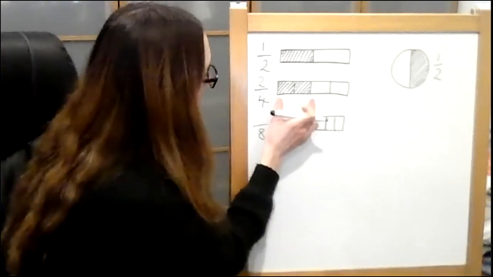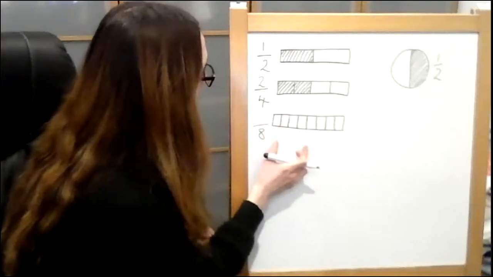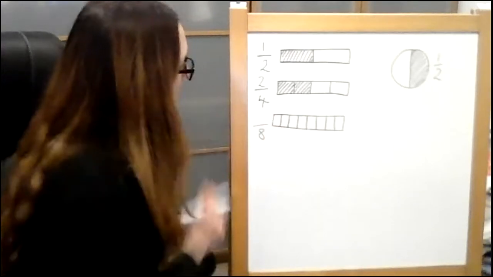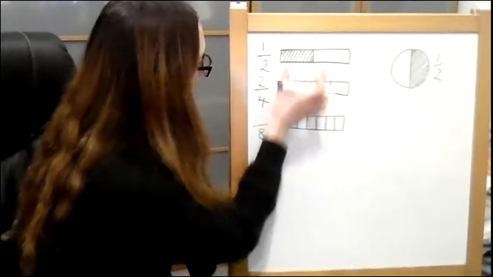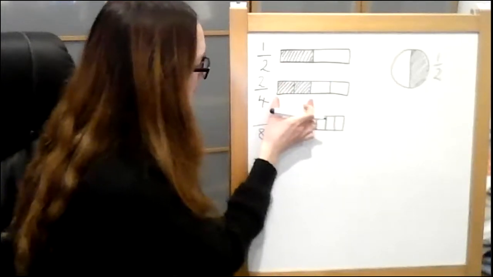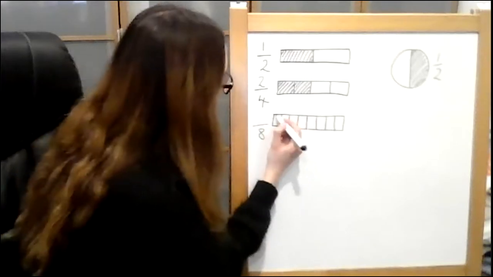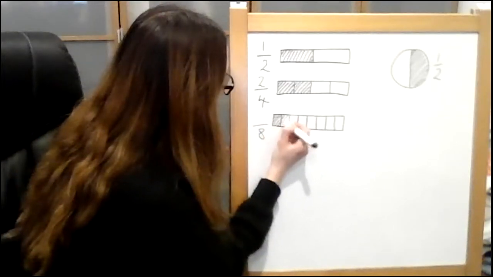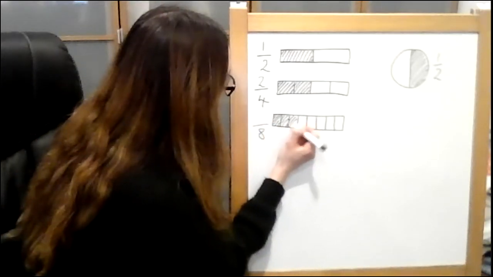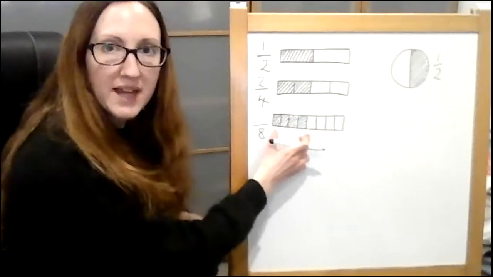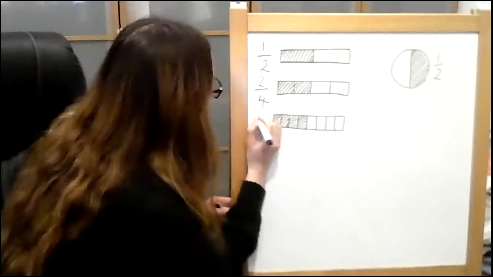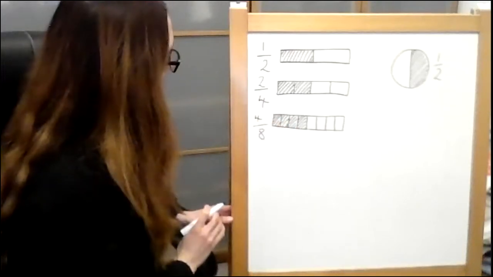Now let's have a look. I'm looking for equivalences. Okay, looking for equivalences here. So I can see 1/2 is equivalent to 2 quarters, is equivalent to 1, 2, 3, 4 eighths. 4 eighths. There we go.